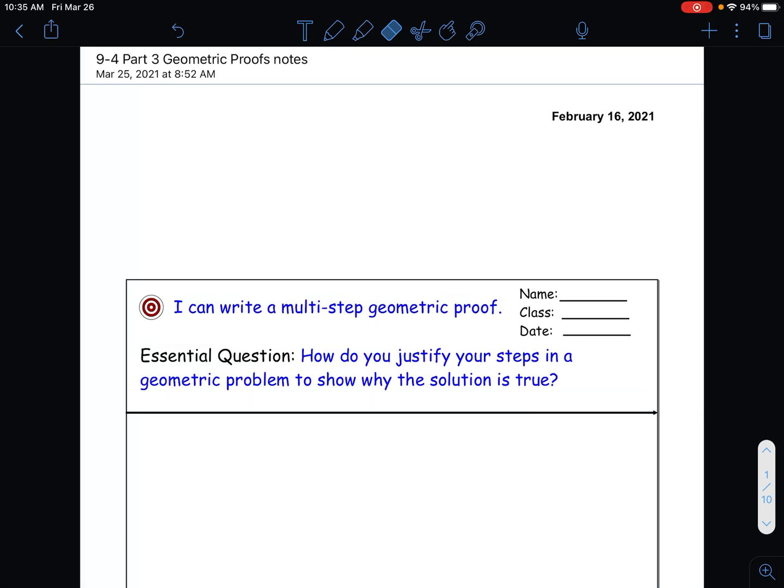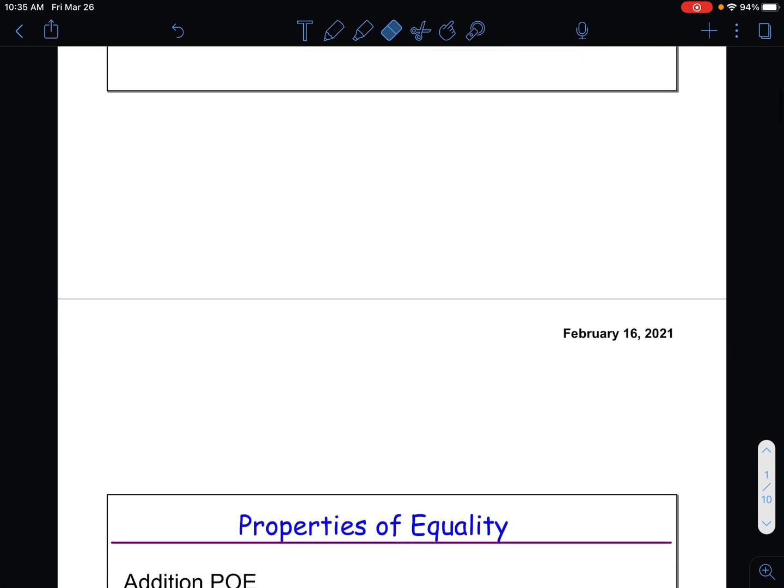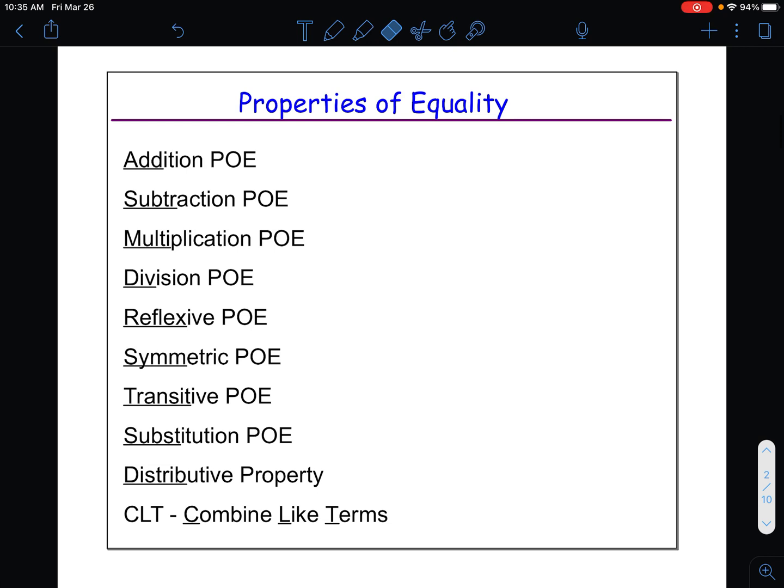Hey, Gio, welcome back. We're going to start our process here of geometric proofs, right? So we've done algebraic proofs, used addition property, subtraction, all those properties of equality. We're going to review reflexive, symmetric, and transitive.